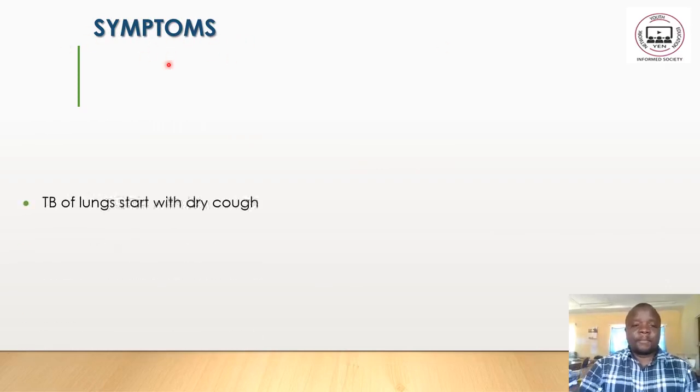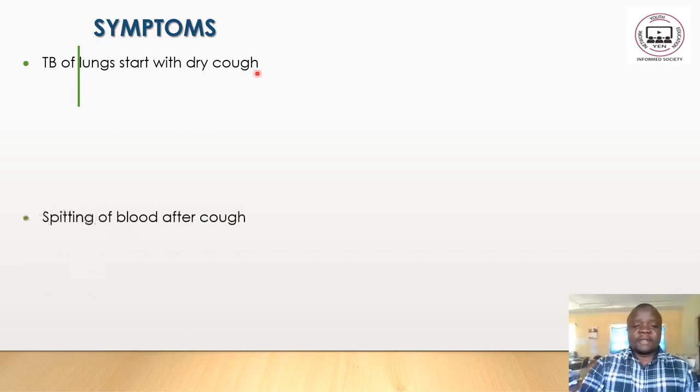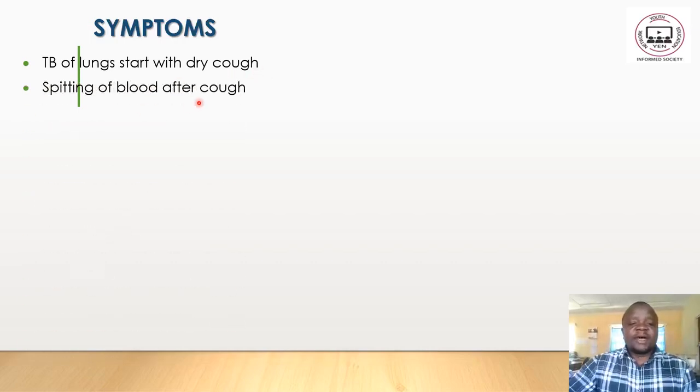Symptoms of tuberculosis, which is TB. Number one, TB of the lungs starts with a dry cough. You have a dry cough, you cough, and no mucus is coming. Spitting of blood after cough. So you can start spitting blood after coughing. That one is a sign that you have TB, tuberculosis.